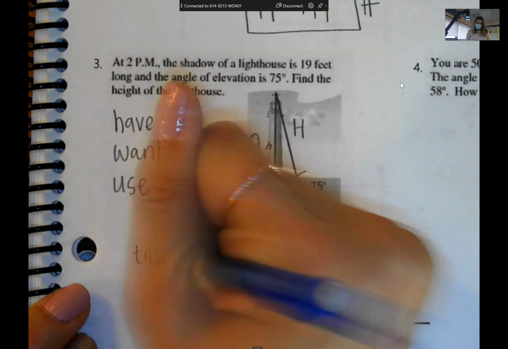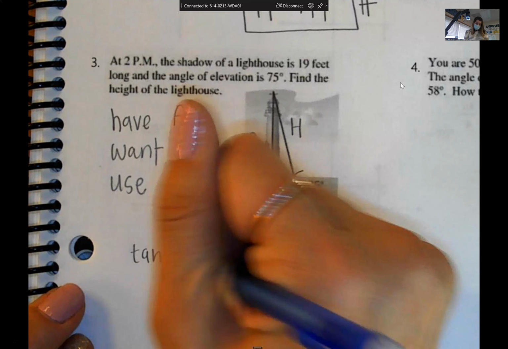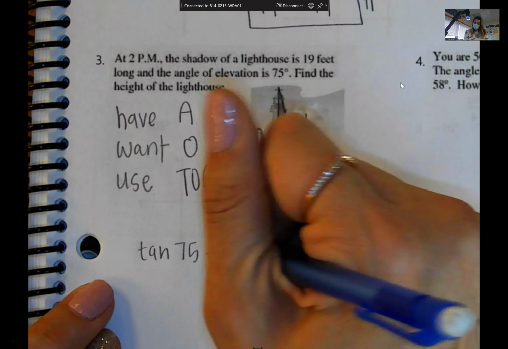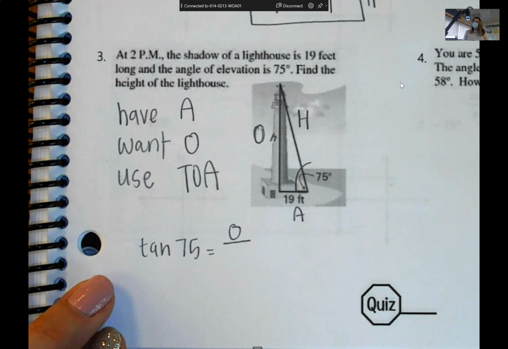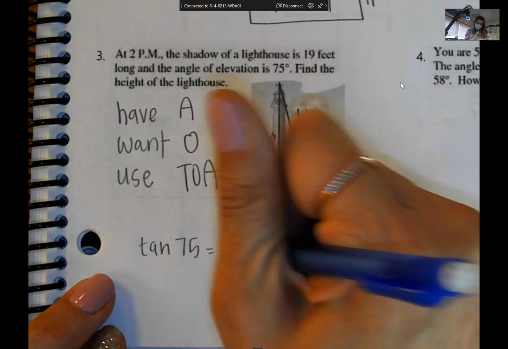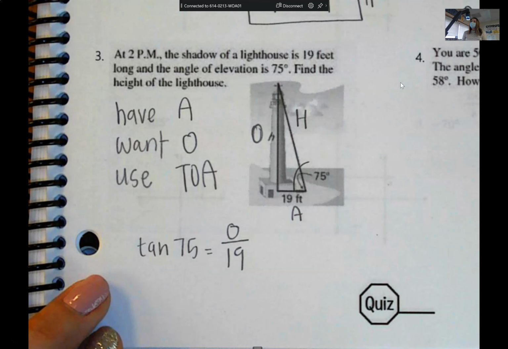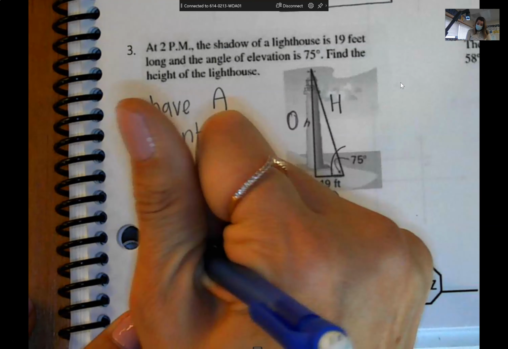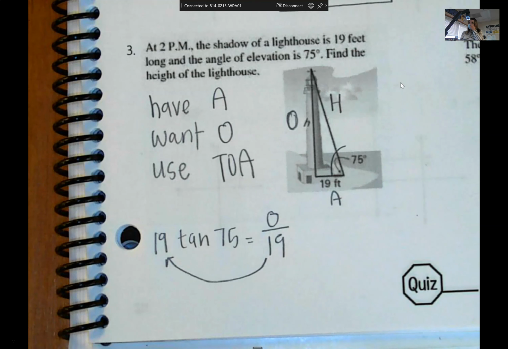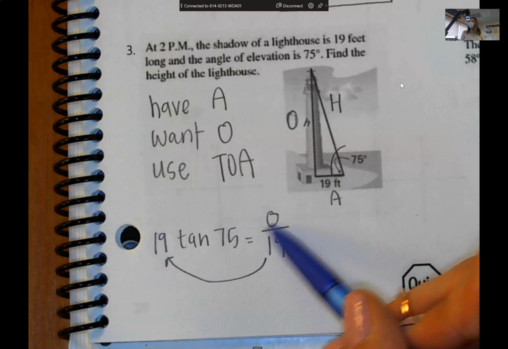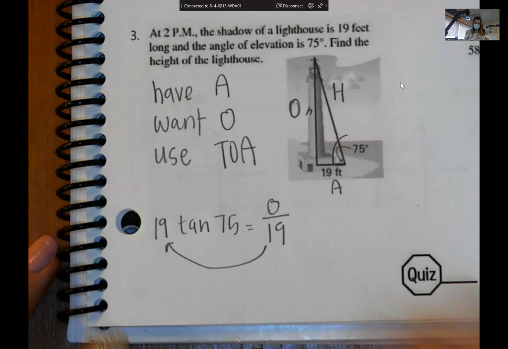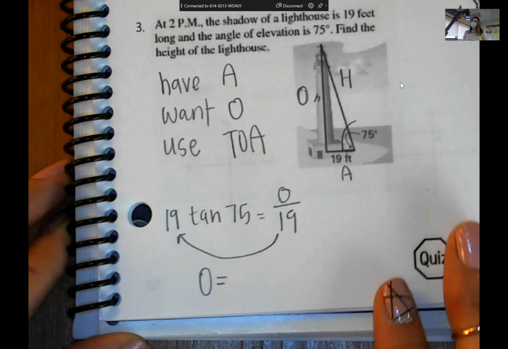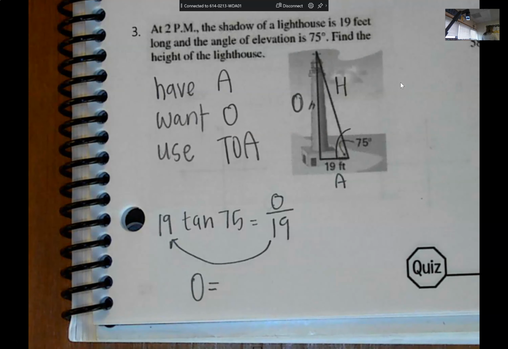Tangent of 75 is equal to opposite, which I'm trying to find, over adjacent, which is 19. Then this is one where I just have to move this 19 in front of the tangent to get the variable that I want alone. So the height of this lighthouse, we're just typing in 19 tan 75.